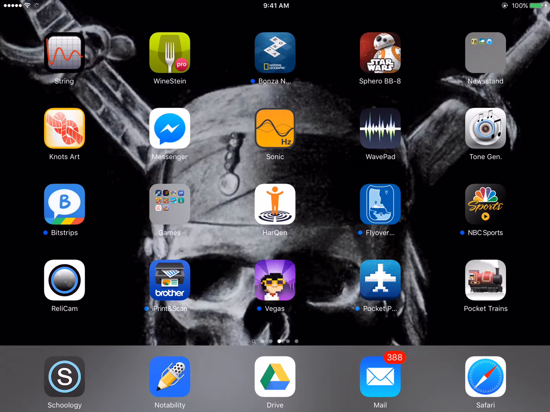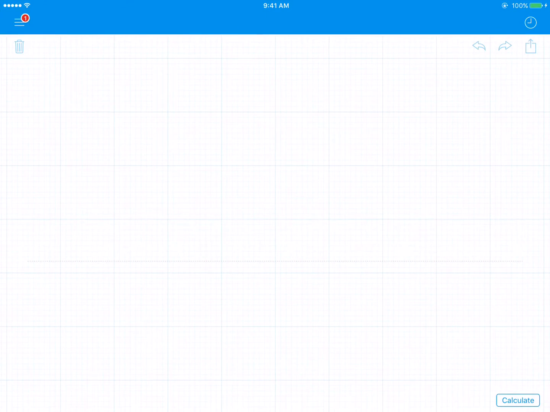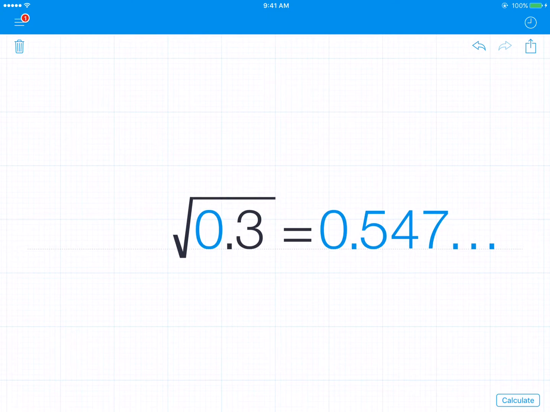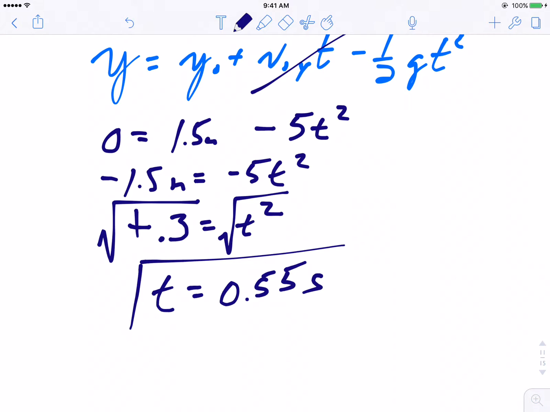Alright, so neat little app here called Calculator if you haven't seen it. And I'm just going to type in 0.3 and calculate. Boom, 0.547. So I'm going to go here and we get t equals 0.55 seconds. That was a free app. Nice, quick, easy way to do some calculations if you use it properly.